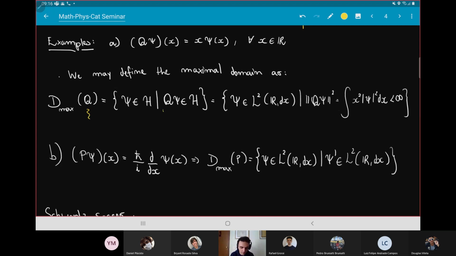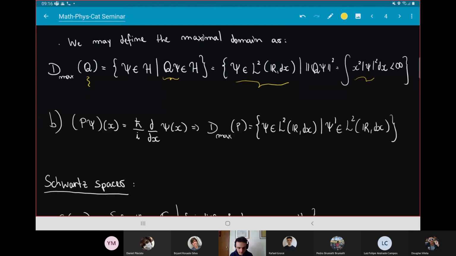You must have that the operator applied to the state you're working with lives inside the same Hilbert space. This is the same as saying that for a given square integrable function, x squared, the position squared, times the modulus squared of your function must also be square integrable, must also be finite.